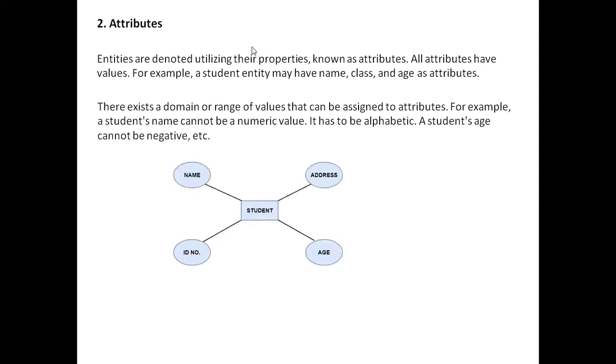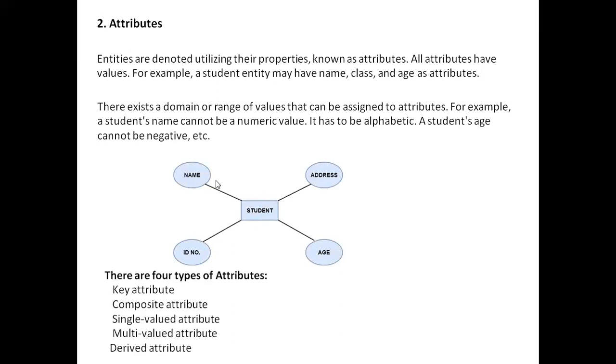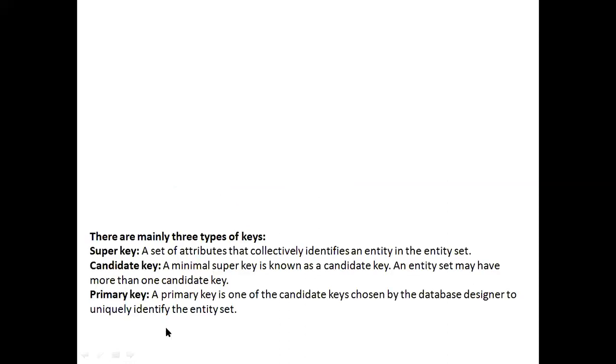Here, a student is an entity and name, address, age, ID number, these all are the attributes. So again, we can divide attributes into different types. First is key attribute, second is composite attribute, third is single valued, multi-valued and derived attribute. Sorry, 5 types of attributes. Okay.